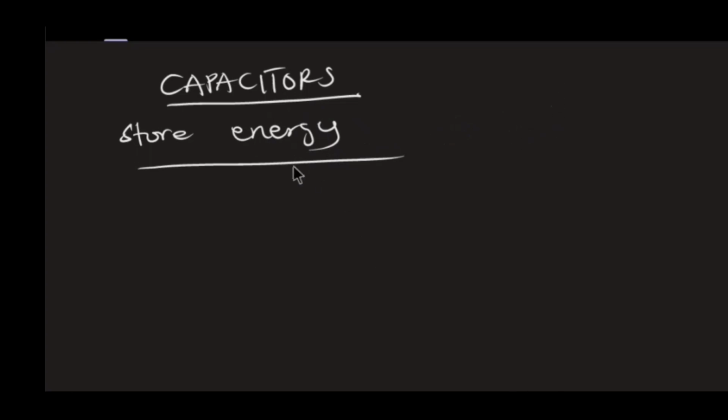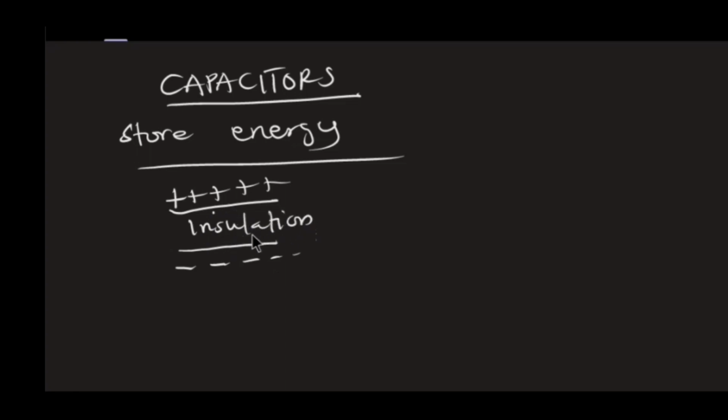So let's see, every capacitor has two parallel plates. One plate is positively charged, the other plate is negatively charged. And there is an insulation at this portion. This insulation here is separated at a distance d. So the charge here is the same as the charge here, but of opposite polarity.